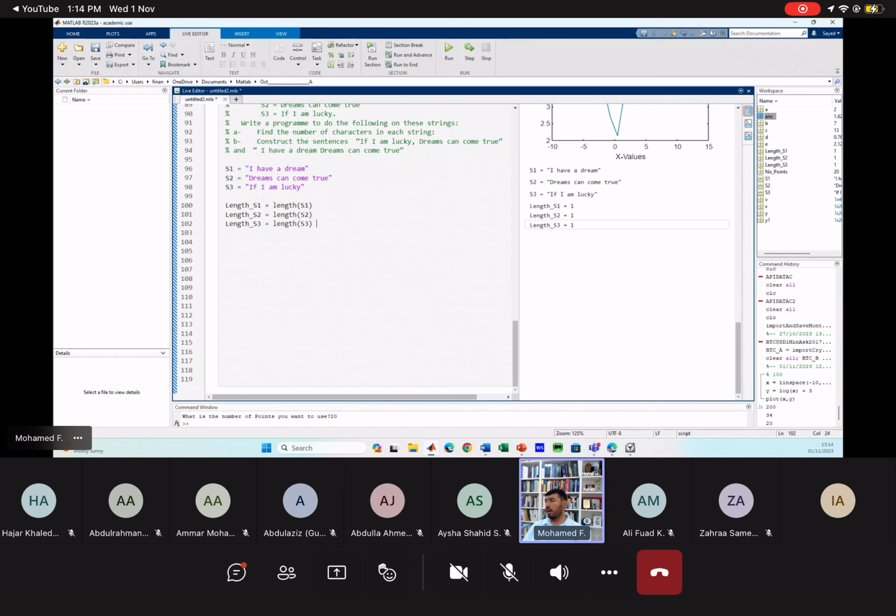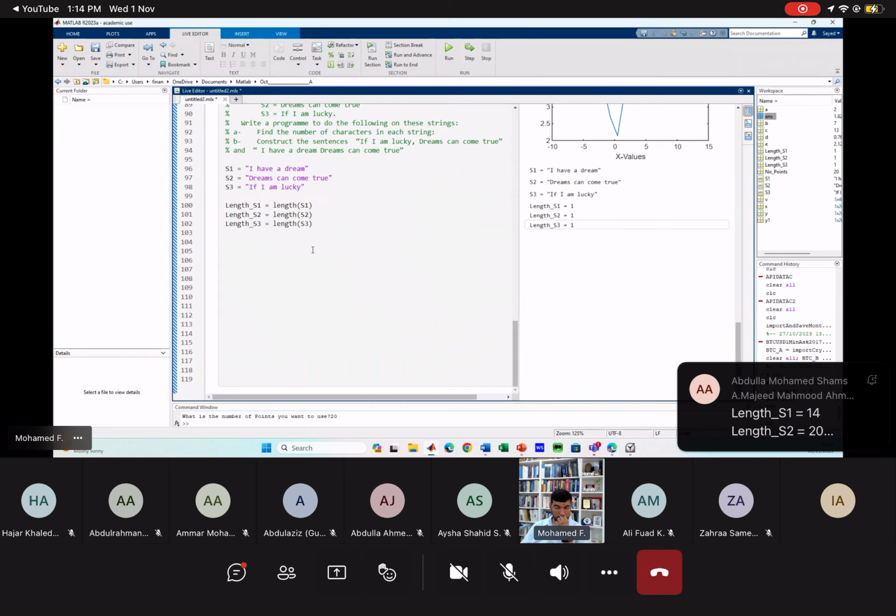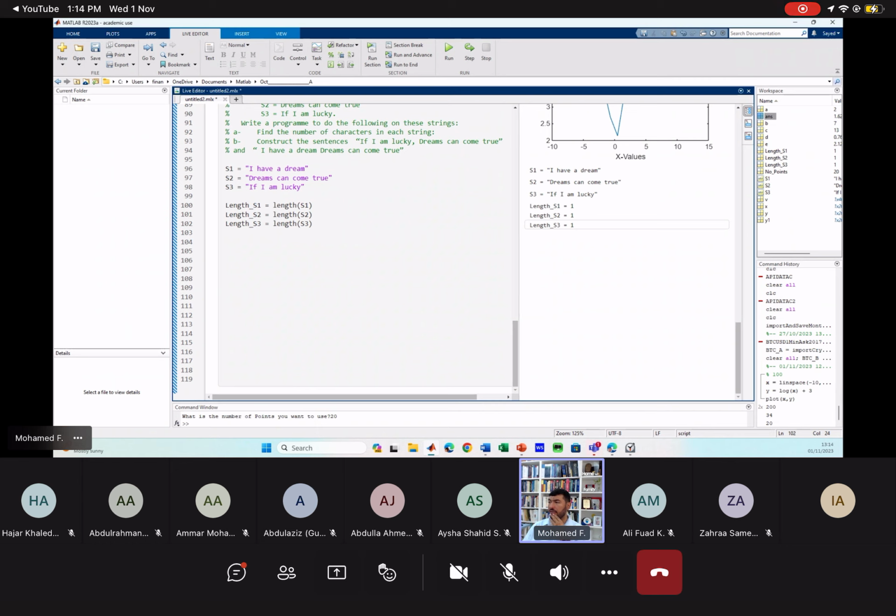So what's the output, guys? If you have got the output, just post it in the chat. Excellent, guys. So you can see that to get the length of these strings, to calculate the number of characters, you can just use length to get them.